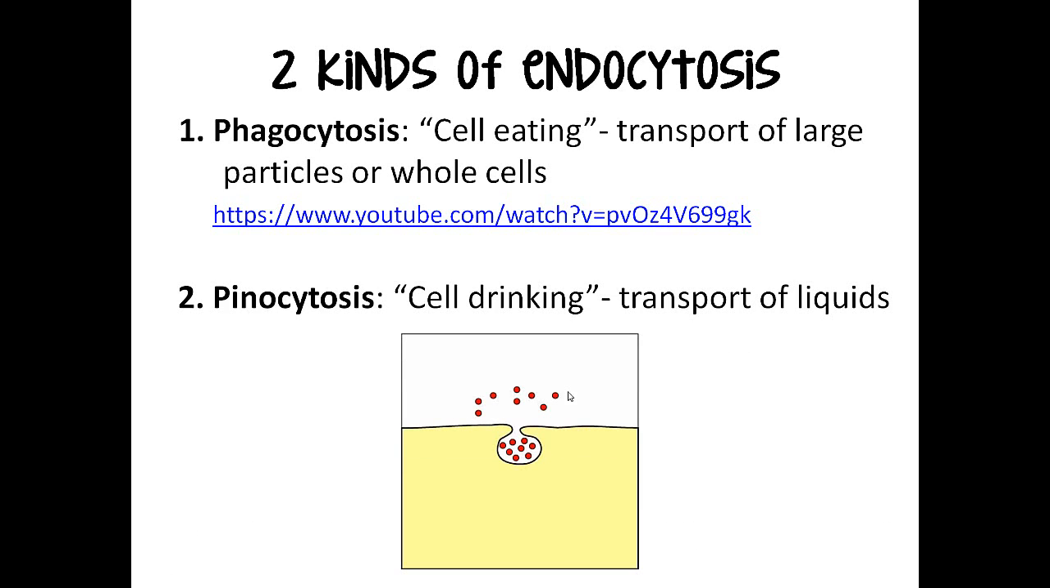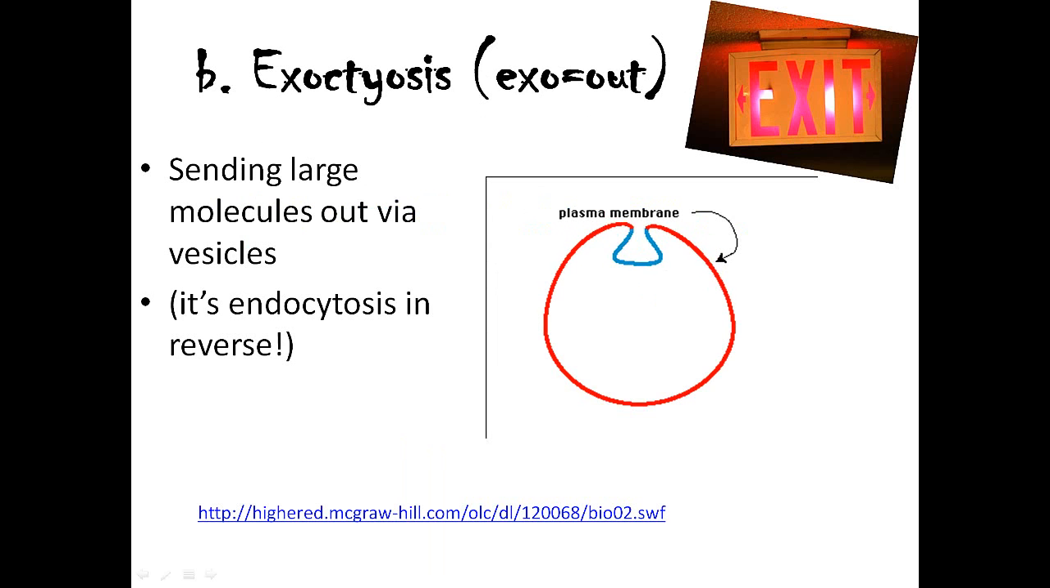Pinocytosis is a word that means cell drinking, and this would be bringing liquids in. So again, these are both kinds of endocytosis. Phagocytosis is bringing in solid molecules. Pinocytosis is bringing in liquid molecules. Same way, they push into the cell membrane, which causes a bubble to form and bring whatever material it is inside the cell. The opposite process is exocytosis. It's basically endocytosis in reverse. So it's sending a large molecule out through a vesicle. The vesicle starts inside the cell, merges with the plasma membrane, and then gets kicked out.